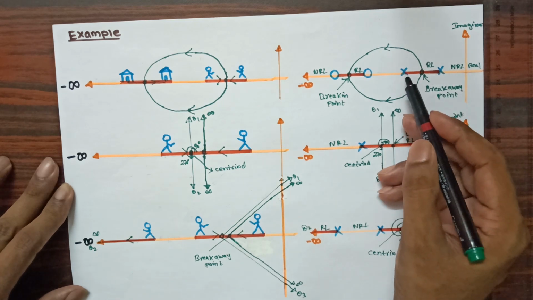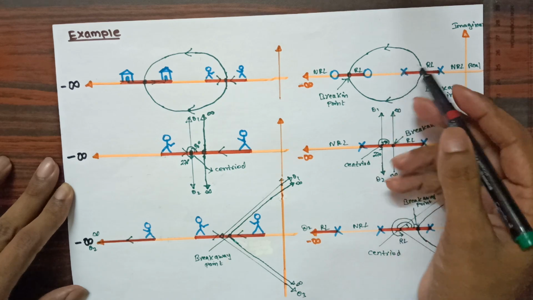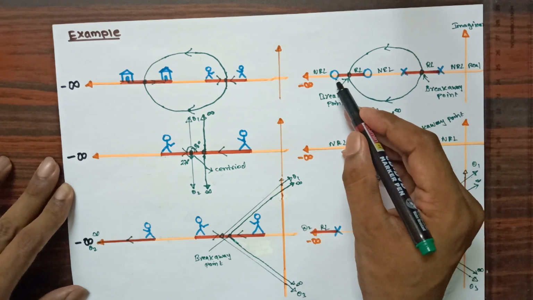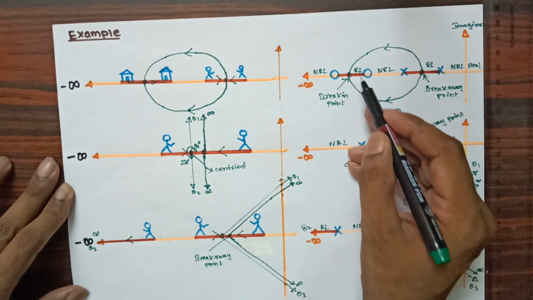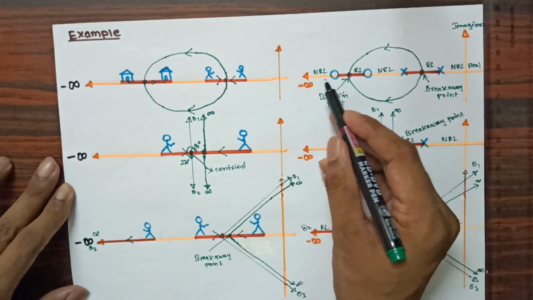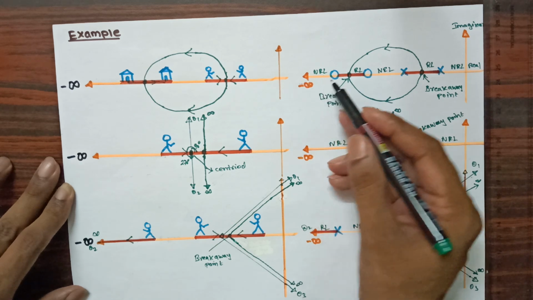In the same way, from here to here it is an even count, so there is no root locus path, and from this point to this point, that is an odd count, we are considering a root locus path. From here onwards it is an even count, therefore till infinity we are considering no root locus path.